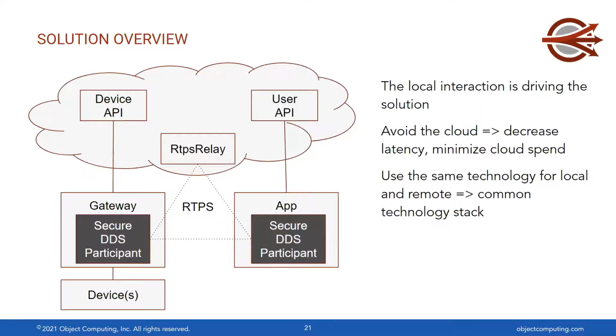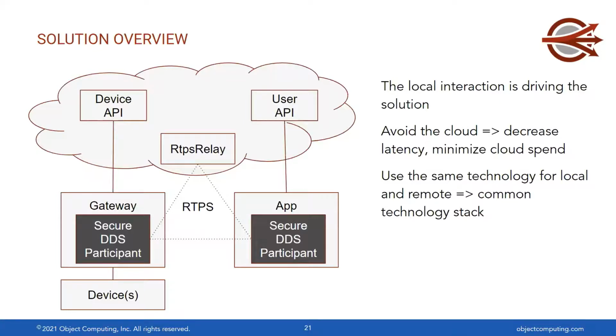So to kind of pull all that together, right? We've got device APIs, we've got APIs to support our users that are running in the cloud. We have this RTPS relay that allows them to communicate with each other over the cloud. But the real driver in this solution is this local interaction, because by avoiding the cloud, we're decreasing latency, avoiding network hops, and we're also minimizing our cloud spend, because not every message is going through the cloud, and therefore we don't have to pay in terms of network, and we also don't have to pay in terms of the CPU utilization that might require.